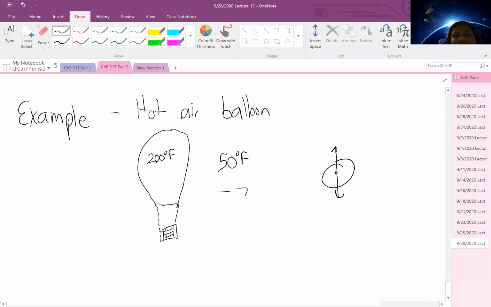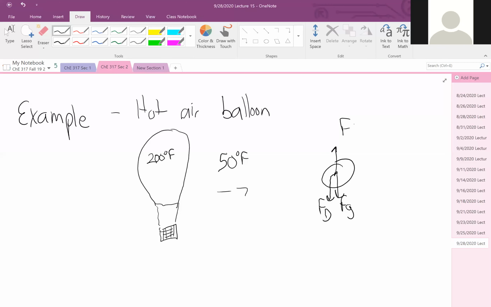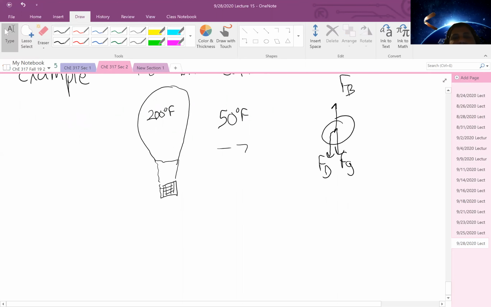So if I have a hot air balloon moving up, I find that both my force due to gravity and my drag force are happening in the negative y direction, which means there's a third force balancing those two out. So what do we feel that third force would be? Buoyant force. So in this system, I have a buoyant force equaling our drag force and the force due to gravity.